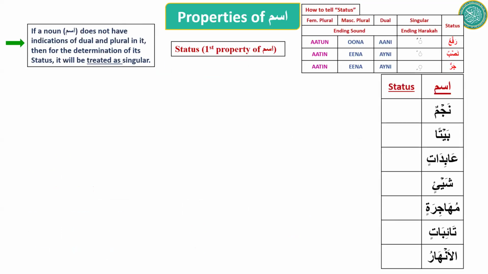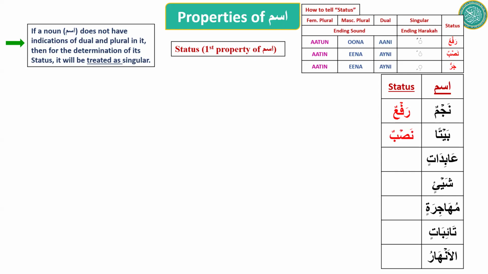We're gonna do a couple more, and then we go to the next topic. Sister Khairun Nisa. Najmun. Rafa, Nasab or Jar? It's Rafa. Why? I can't see the word, but I think there's a Dhamma sign on top. Two Dhamma at the end. Very good. Thank you, sister. Sister Ajia. Baitan. What is it? Nasab. Very good.